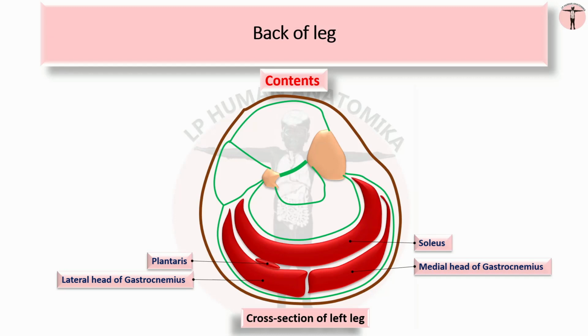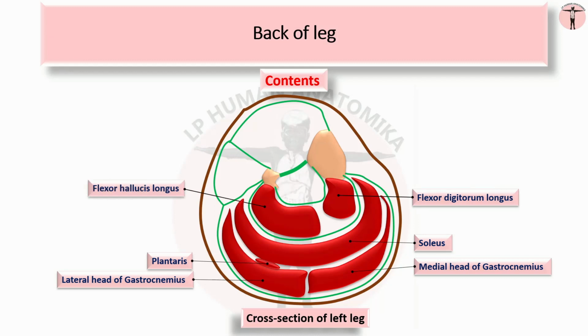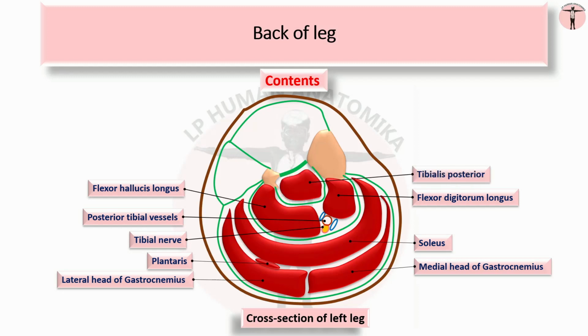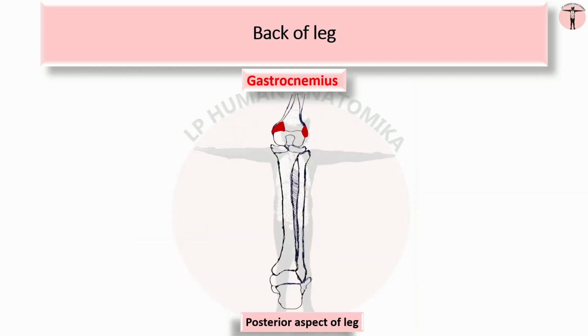The intermediate group is made of popliteus, which is not shown here, flexor digitorum longus, flexor hallucis longus muscles, and posterior tibial and peroneal vessels, and finally tibial nerve. Deep part has only one muscle, tibialis posterior. Coming to the details of the muscles of the back of the leg.